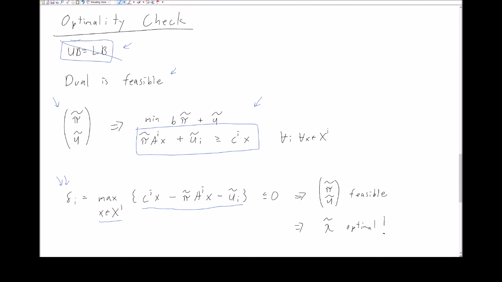If we find that delta I is less than or equal to 0, we can conclude that all constraints associated with this part of the decomposition are going to be satisfied. And if we can conclude that delta I is less than or equal to 0 for all I, then we can conclude that our dual solution for our restricted dual is actually going to be feasible for our unrestricted dual. Once we know that this is a feasible dual solution to our original dual, we can conclude that pi tilde is optimal to the original master linear program.